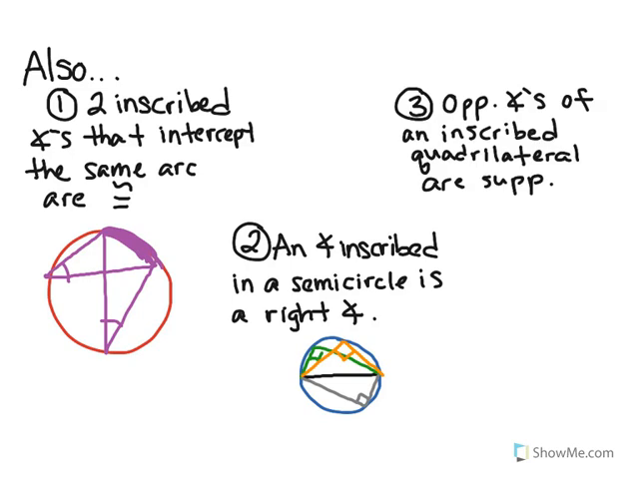And last but not least, the opposite angles of an inscribed quadrilateral are supplementary. So if I were to create a circle, like so, and create some kind of quadrilateral inside it, so we can go from here, here, here, and like so, then the opposite angles are supplementary. So this angle here plus this angle here would add up to 180. Or I could say this angle here and this angle here add up to 180. All right, so let's move on.